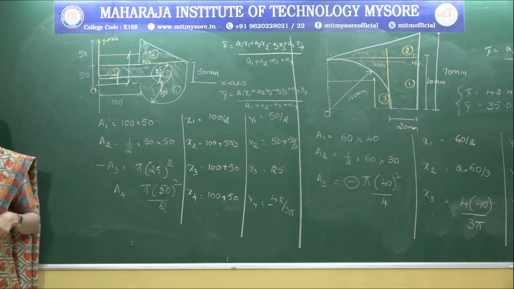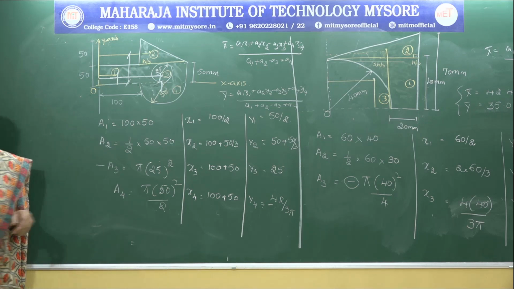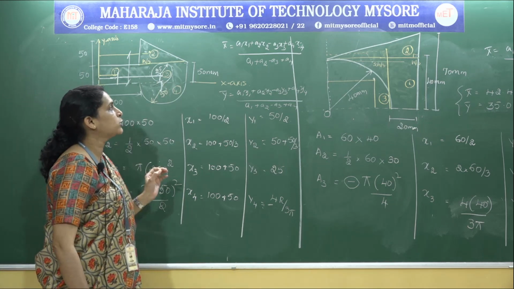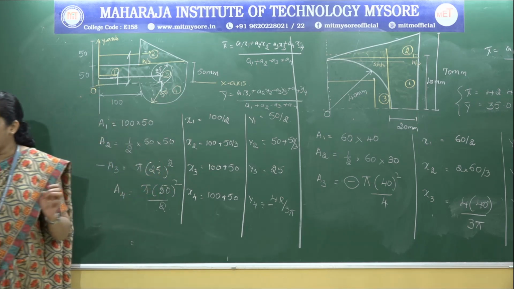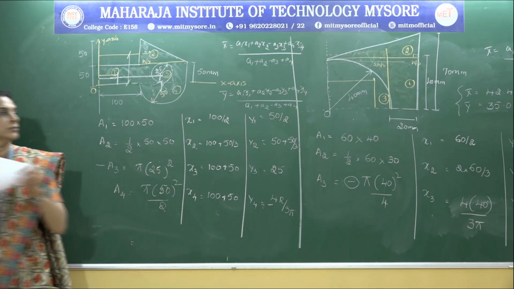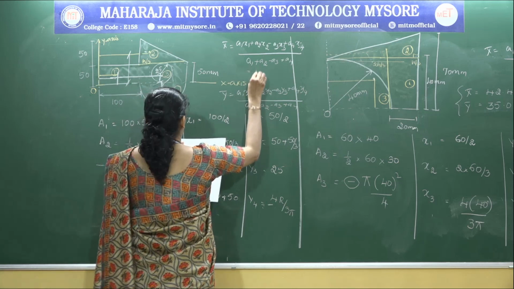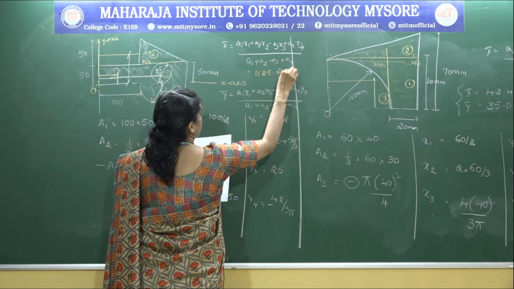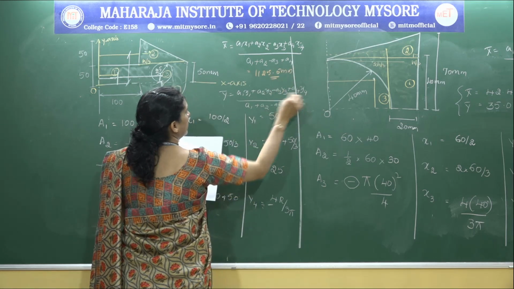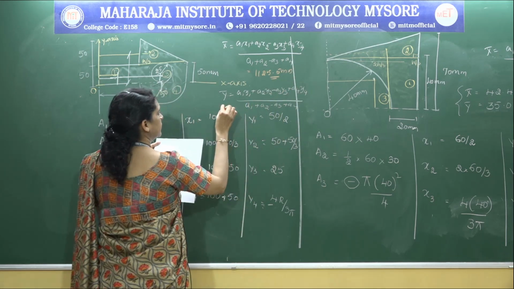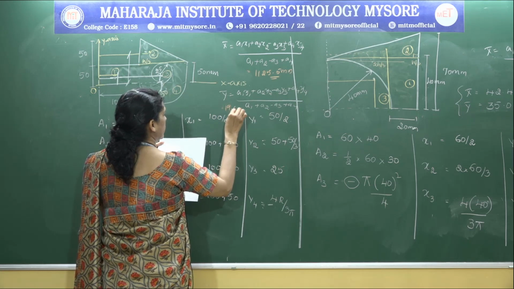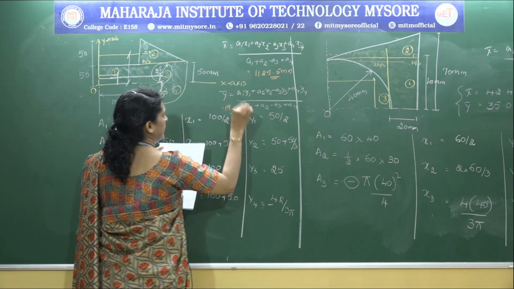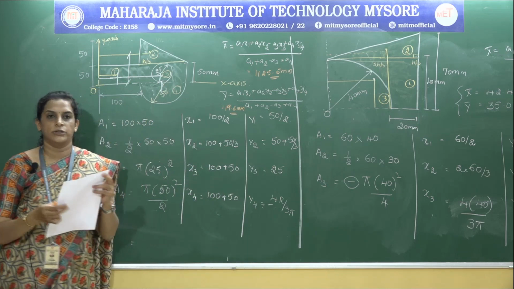So, upon substitution of all those values, we get the value of x bar as 1125.5 millimeter and y bar as 19.6 millimeter. This is how it goes.